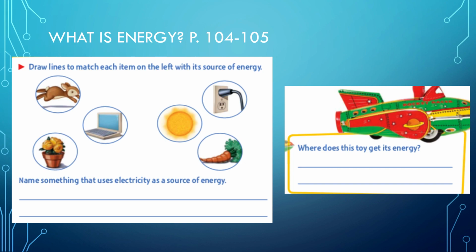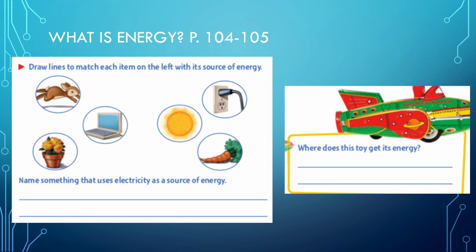Let's review. Draw lines to match each item on the left with its source of energy. You should have matched the rabbit with the carrot. It gets its energy from the carrot. The laptop gets its energy from the wall outlet, from electricity. And the roses get their energy from the sun.